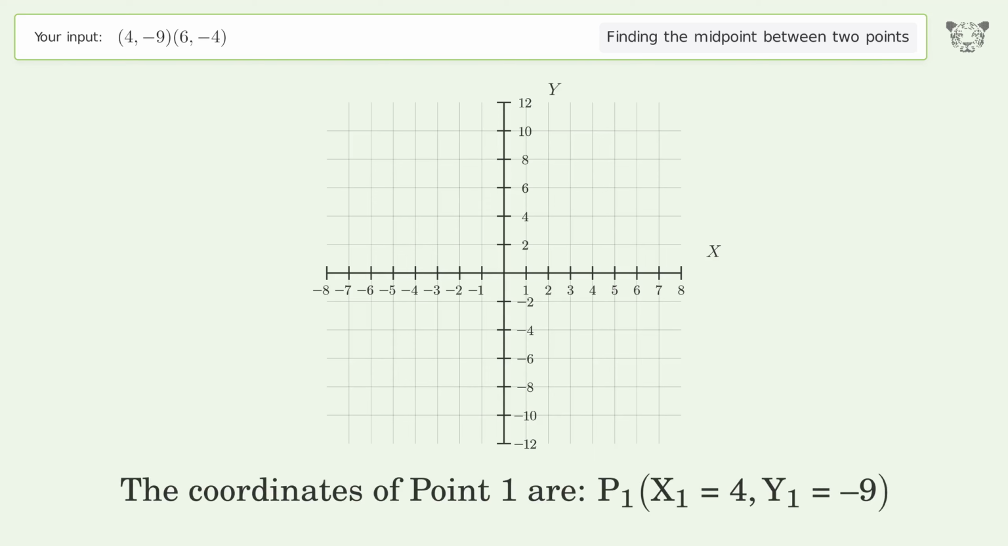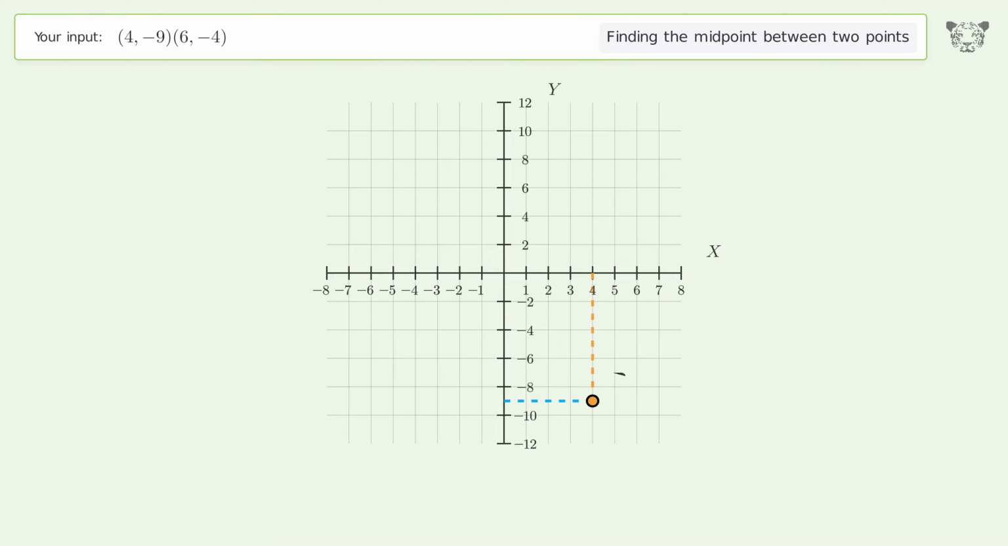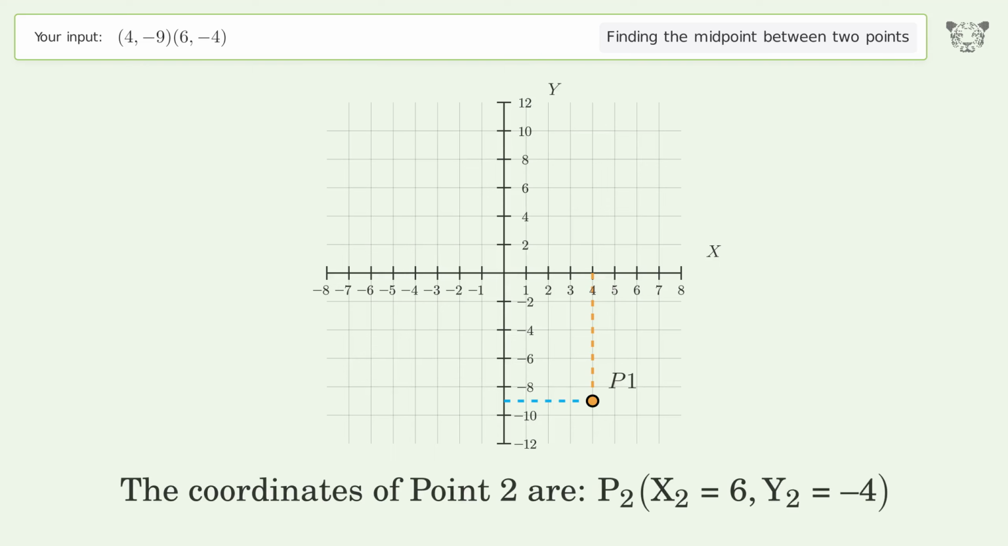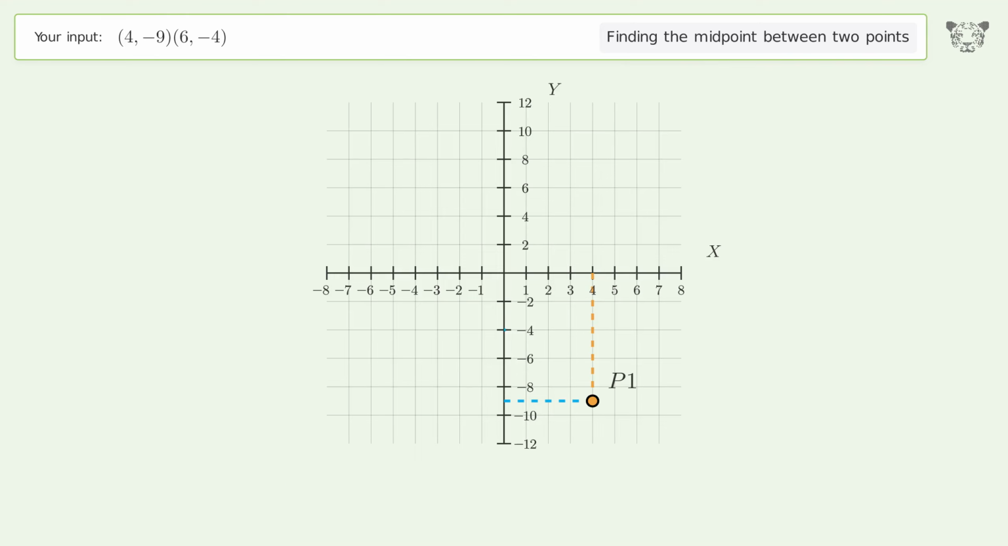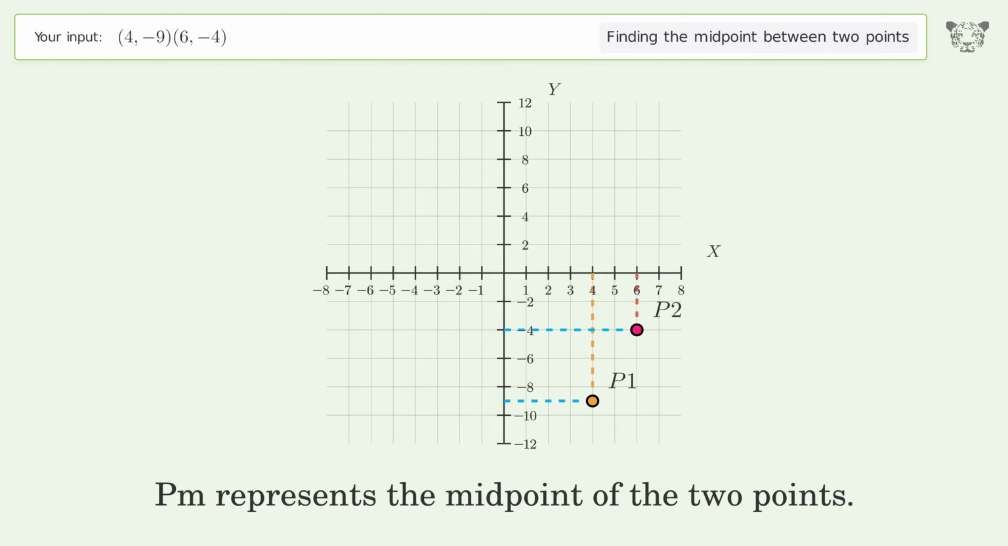The coordinates of point 1 are x1 equals 4, y1 equals negative 9. The coordinates of point 2 are x2 equals 6, y2 equals negative 4. PM represents the midpoint of the 2 points.